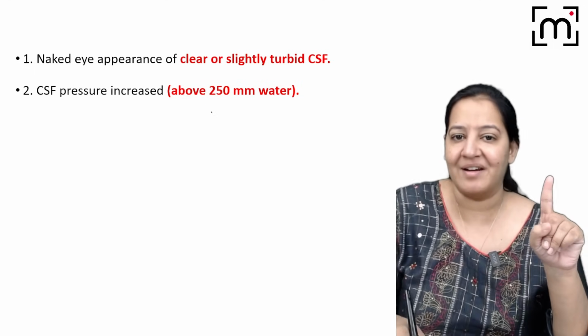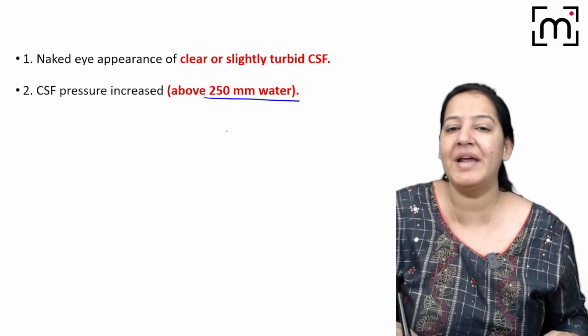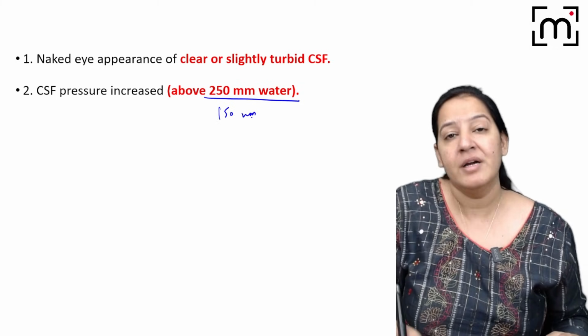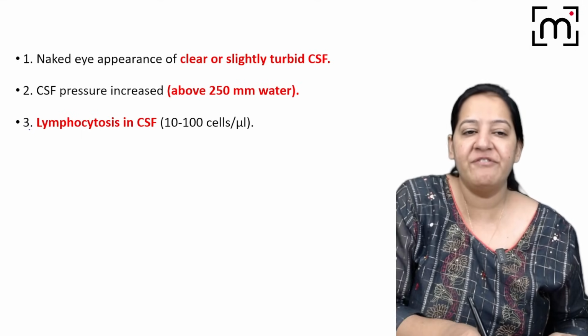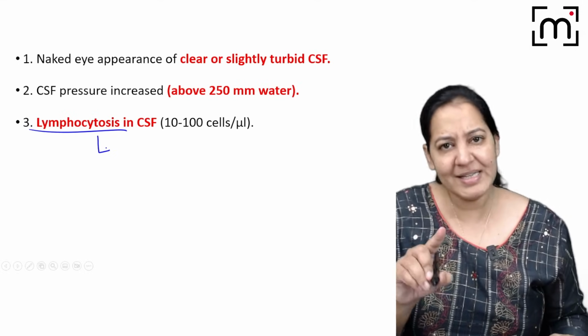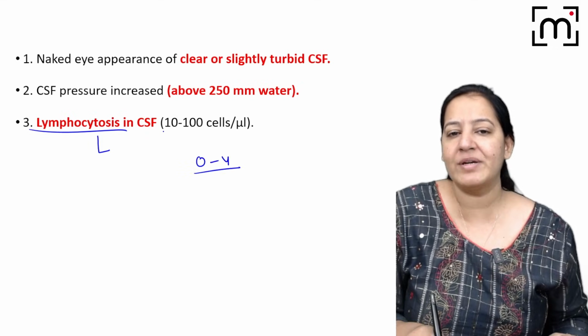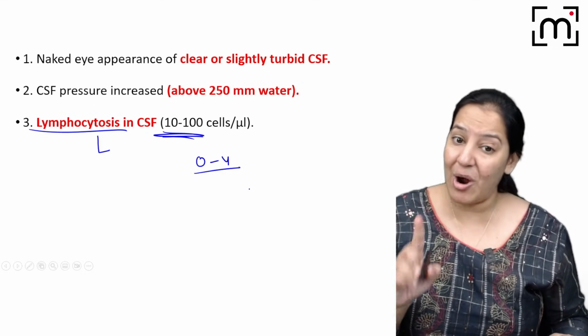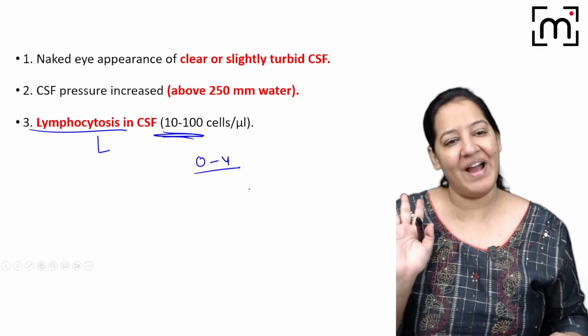If you see the pressure, it's more than 250 mm of water, right? You have to compare with normal. Normally it's 150 mm of water. It's more than 250 mm of water. See the cells. Here you will find lymphocytes. Normal CSF also has lymphocytes, but the count is 0 to 4, and here the count is 10 to 100 cells per microliter. So the most important finding is the cell.